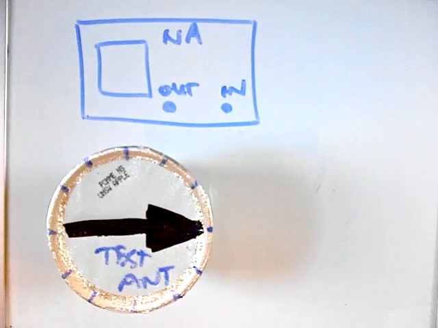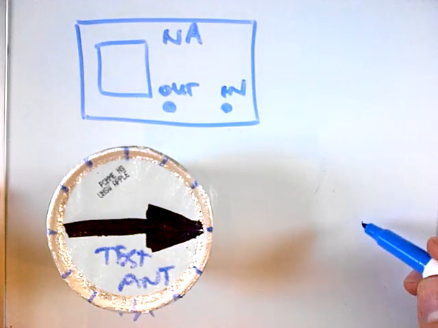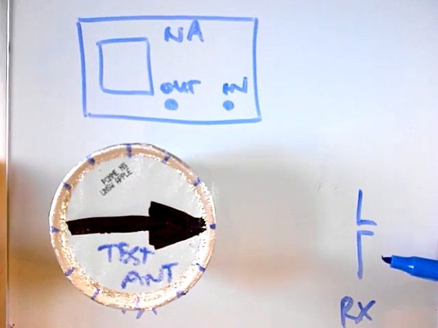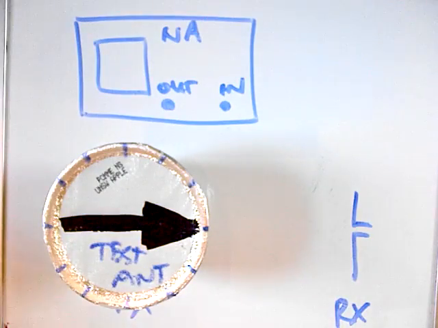test the beam width. So then this will be transmitting, and then we'll have another antenna which will be receiving. This can be any antenna we want. We don't really care what kind of antenna it is. This is the one we care about because we're testing it.